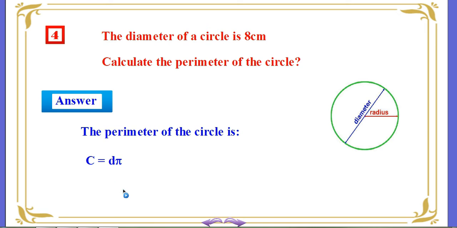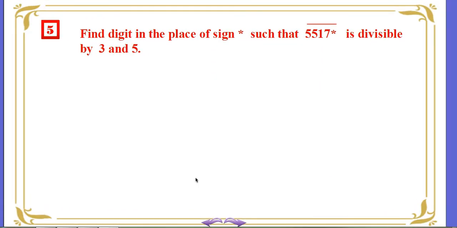We have the diameter multiplied by pi, 8 multiplied by pi, and then we have the result 8 pi centimeters. We finish solving exercise 4. Now we move on to exercise 5. Find the digit in place of the star, such that 5517 star is divisible by 3 and 5.